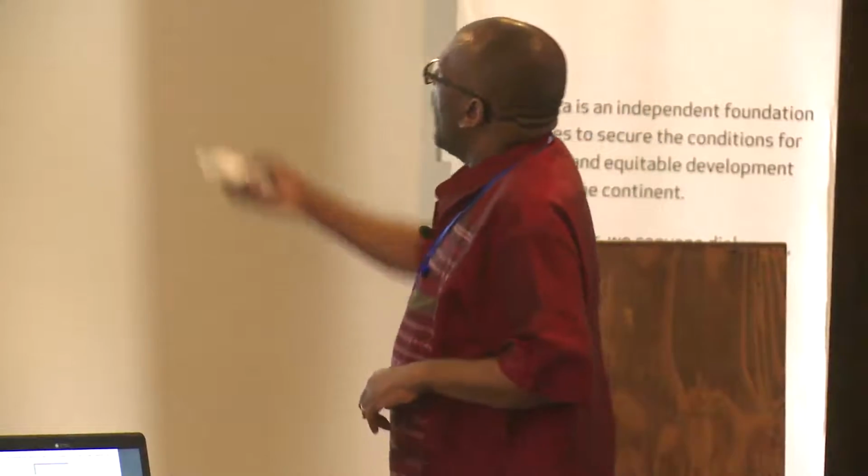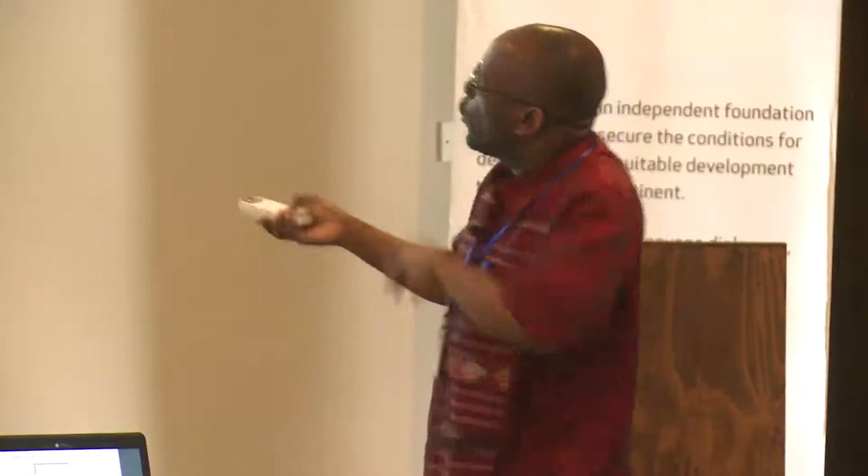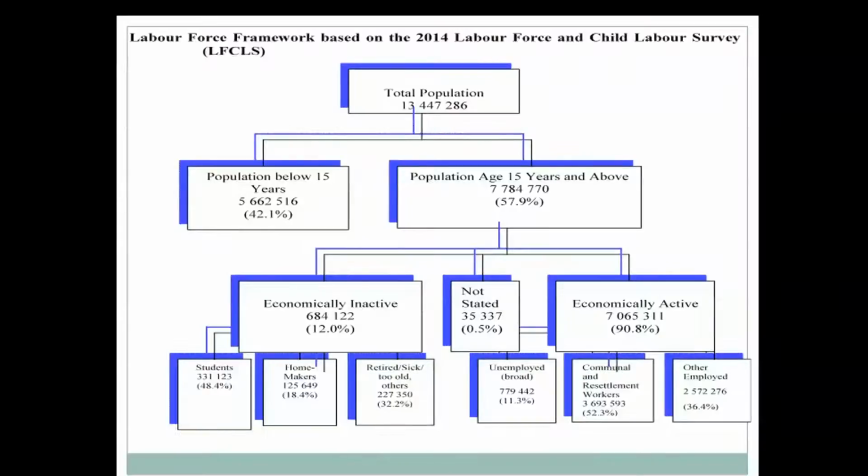So I'm almost done. I did this just to show you it's another way of looking at the enclave economy, but looking at the labor force framework. So you look at our population, which is about 13.5 million. You look at the labor force, the economically active, which is about 7 million. Those who are not economically active are dependent, isn't it? Students, homemakers, retired, sick, too old, and others.